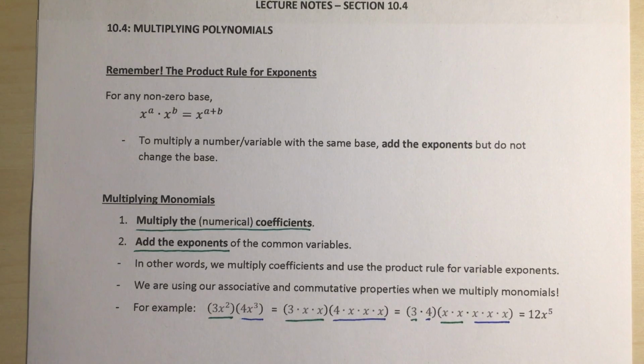Right? And using our associative and commutative properties, that gives us a way to multiply our numerical coefficients together, group them together, right? So we're using our associative and commutative properties because we're rearranging the order, we're regrouping these things. So we group our numerical coefficients together, our 3 times 4 gives us 12, and then we group our variables together, and that gives us an x to the 5th.